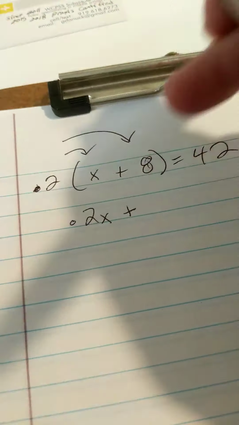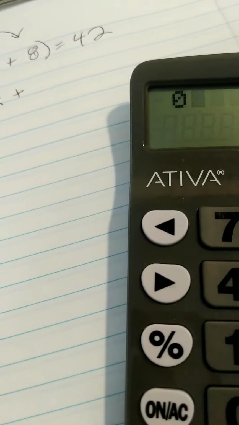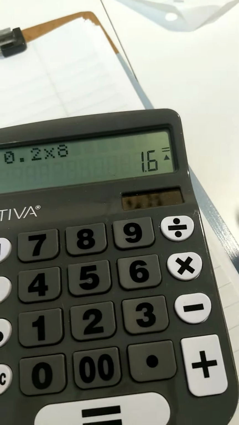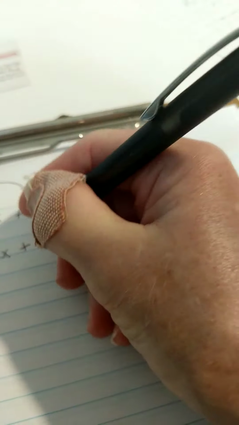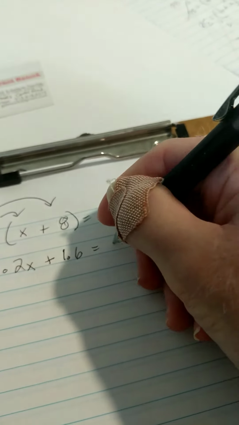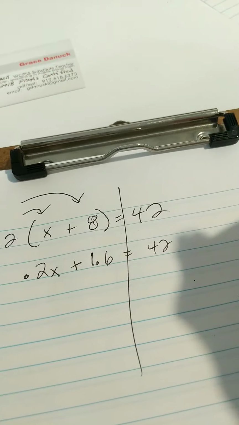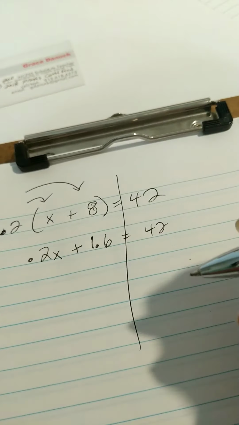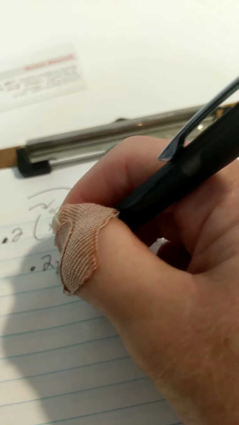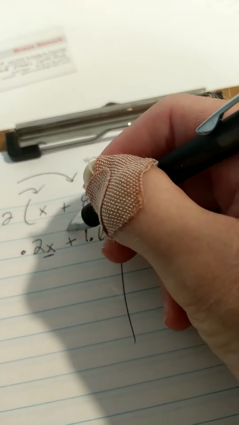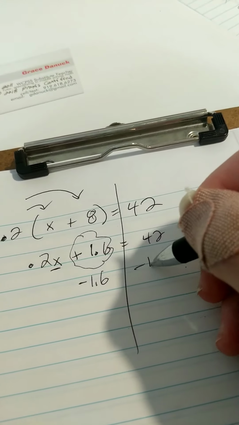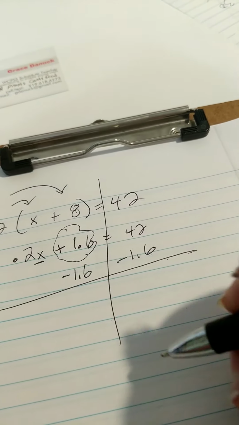This should be 1.6, but I'm going to double check by doing 0.2 times 8 on my calculator, and it is 1.6. Okay? So 0.2 times x is just 0.2x. 0.2 times 8 is 1.6. Now, trying to get x by itself. Well, get rid of what is loose first. It's a plus 1.6. I'm going to minus 1.6 on both sides.